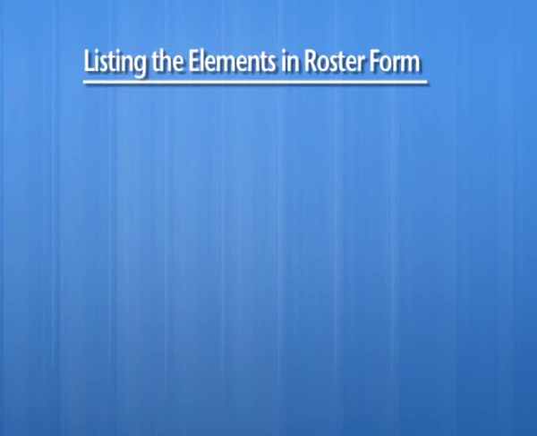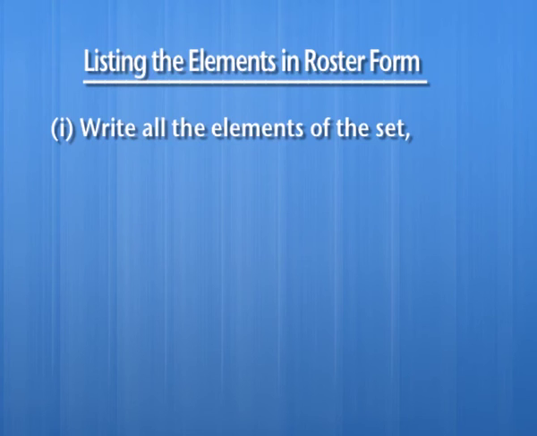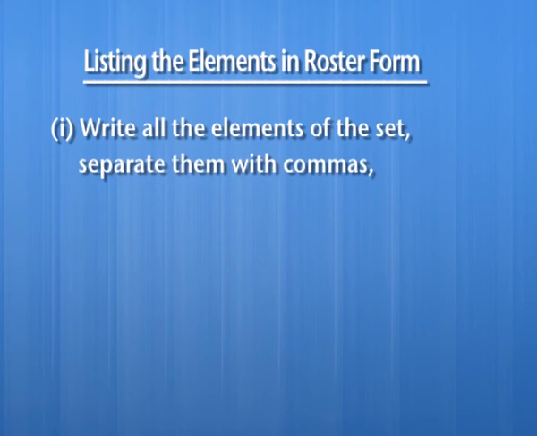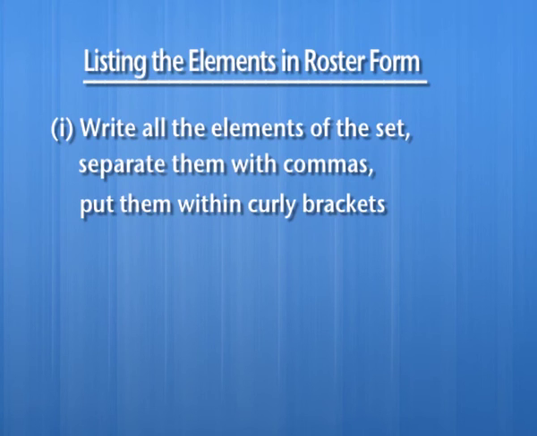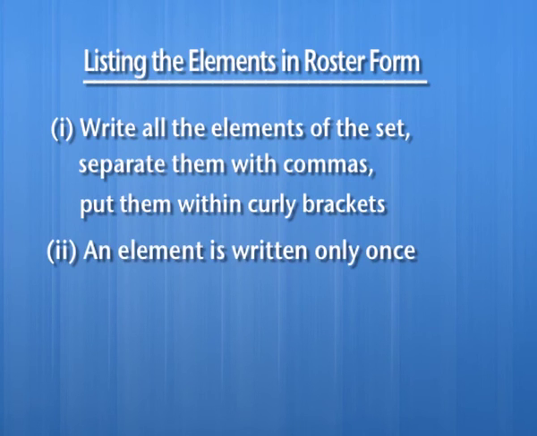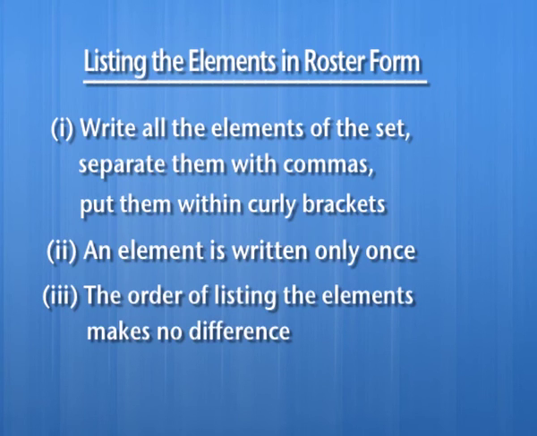So far, we have learned that while listing the elements in roster form, number 1, we write down all the elements of the set, separate them with commas, put them within curly brackets. Number 2, an element is written only once. We never write the same element again. Number 3, the order of listing the elements make no difference. Suppose someone asks me to write down the set of all the workers working in a factory where we have got near about 20,000 workers.